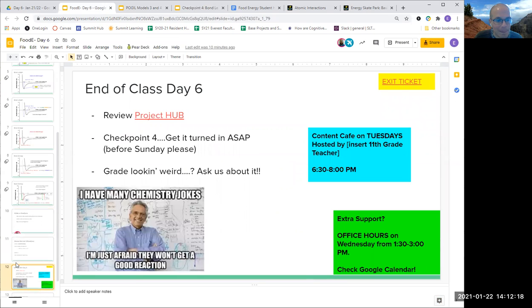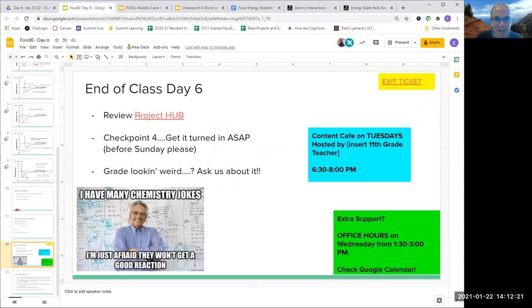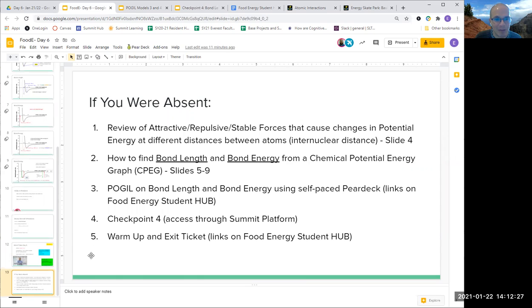So again, all this information is going to be on the student hub. I will go to that in a second. But just a summary, if you were absent: we reviewed the attractive, repulsive, and stable forces on the potential energy curve. We went over how you find bond length and bond energy from the chemical potential energy curve. We did the POGIL to give you practice in finding bond length and bond energy and making the connections with distance between atoms and energy used to separate atoms or break bonds. We went over checkpoint 4. And again, do the warm-up and exit tickets.